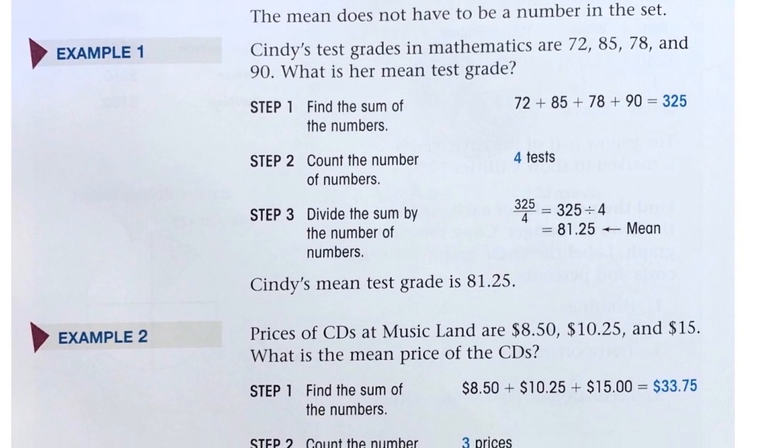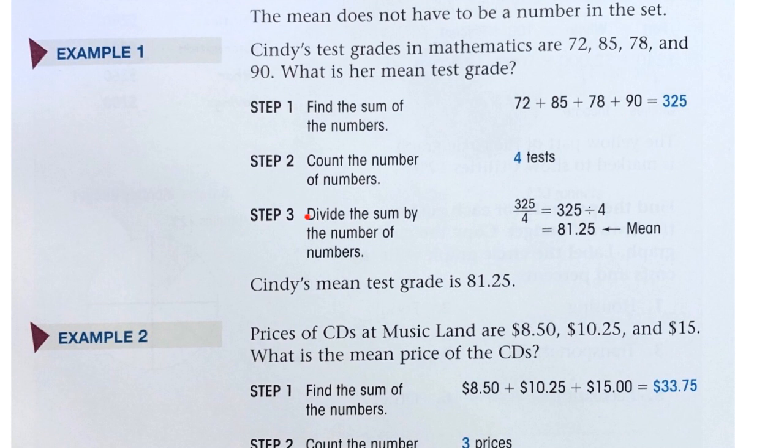So we've got example 1, Cindy's test grades in mathematics. She got a 72, an 85, a 78, and a 90. So what is her mean test grade? Step 1, find the sum of the numbers, which means add them up. So you get 325. Now the next step, count the number of numbers. There are 1, 2, 3, 4 tests. That's the number of numbers. There are 4 numbers.